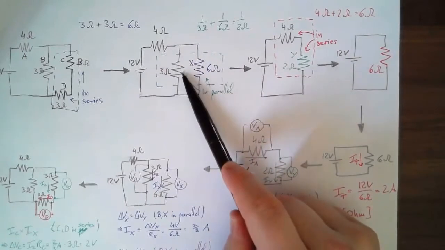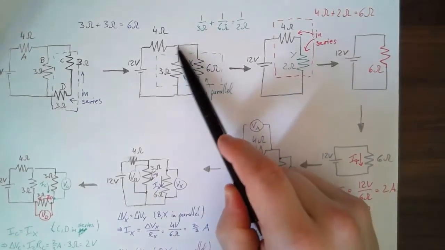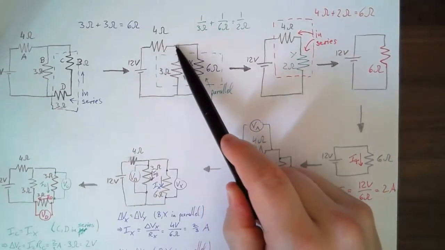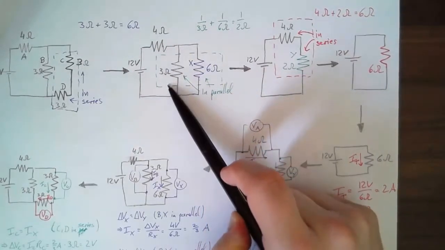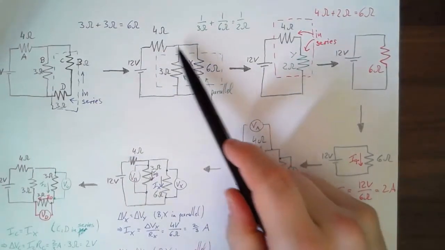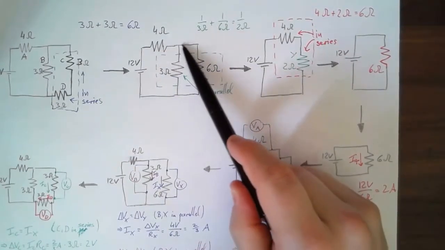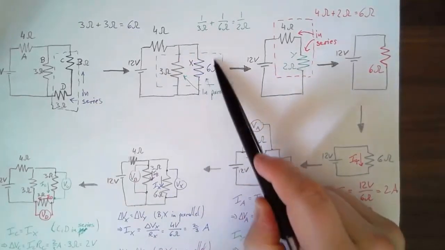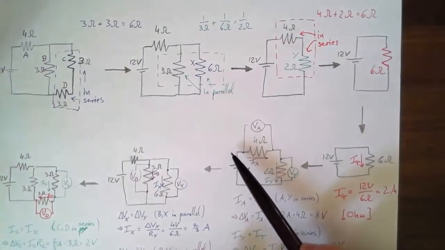Notice that this one and this one, they're not in series, because there's a junction in between. That means if you're an electron going through this one, you don't necessarily have to go through this one. Similarly, this one and this one, they're not in series, because there's a junction. So I have to eliminate the junction first. And I notice, hey, those two, they're in parallel.